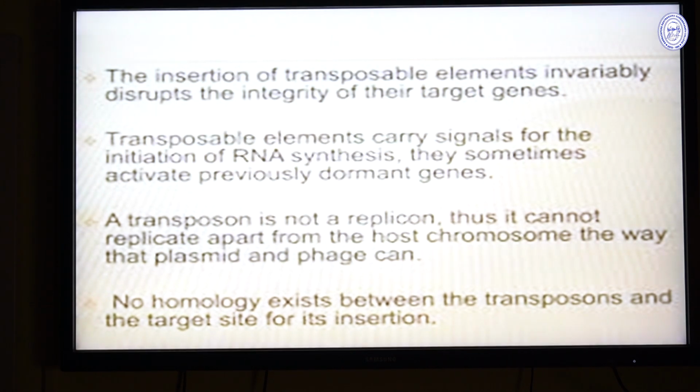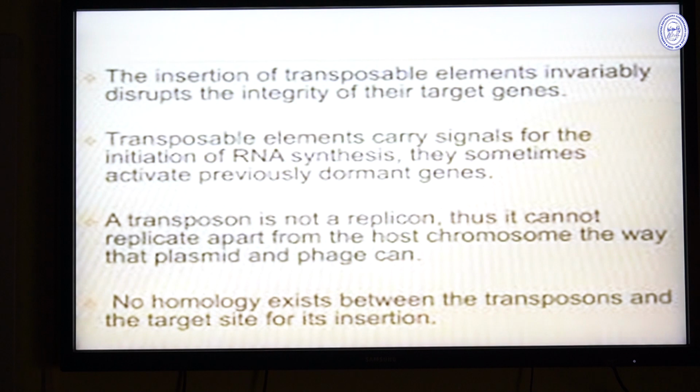A transposon is not at all a replicon. You have to keep in mind, it is not at all a replicon, thus it cannot start replication apart from the host chromosome the way that plasmid and phage can. So it is not typically like that of the plasmid DNA or the phage DNA, what they actually do during conjugation or transduction. It is totally a different story about the transposons.